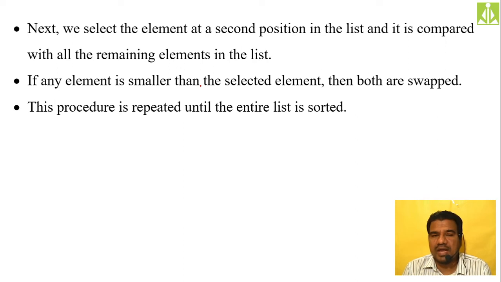So if you have n number of elements inside your unsorted list, then in order to sort that list completely, we need n number of iterations. We need how many iterations? N number of iterations.